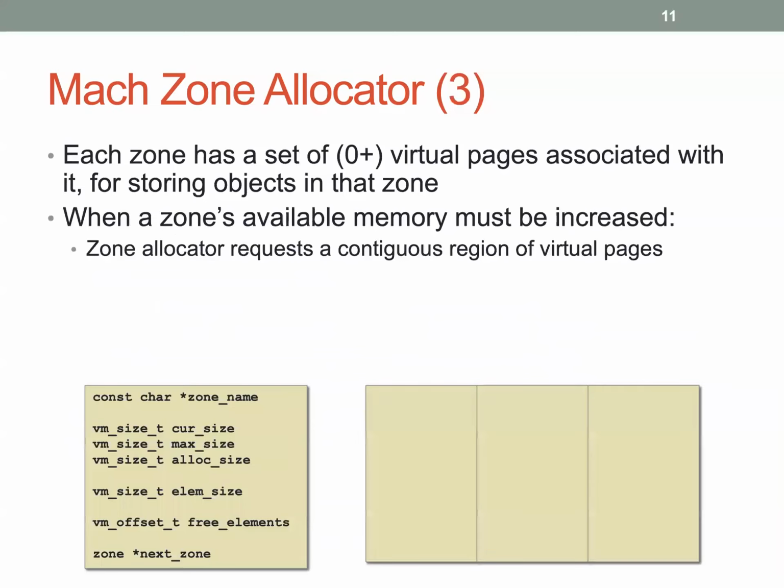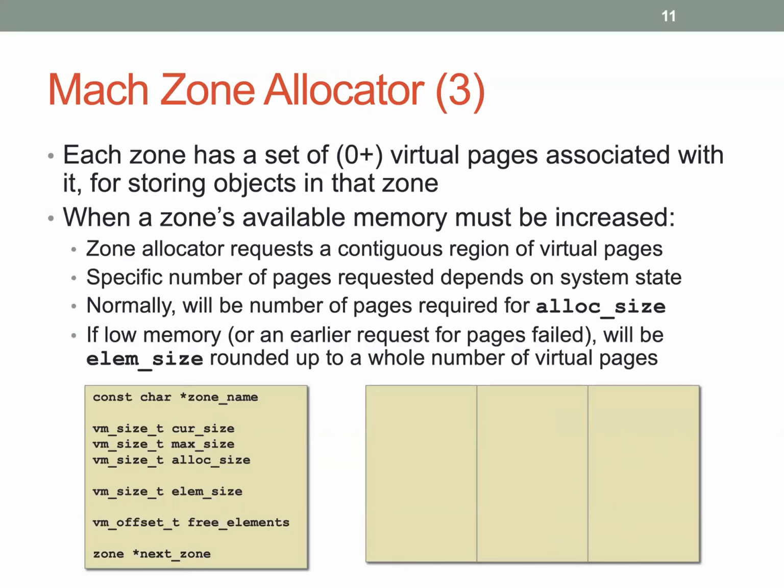There are also virtual pages associated with the objects in the zone. That should make sense. This is where they're actually stored. So let's say that we have a situation where a zone has a certain object type, but we need to grow the number of objects in the zone. You can see here, the available memory must be increased, so we request a contiguous region of virtual pages. This is virtually contiguous, in the kernel's address space. The kernel has to manage its memory, just like it has to manage the virtual address space of user processes. And so here we have 3 virtual pages that are being devoted to more objects of that zone's type.